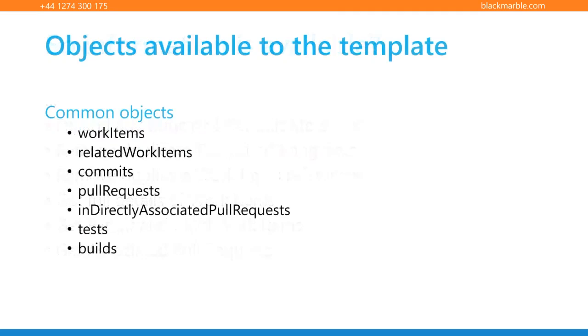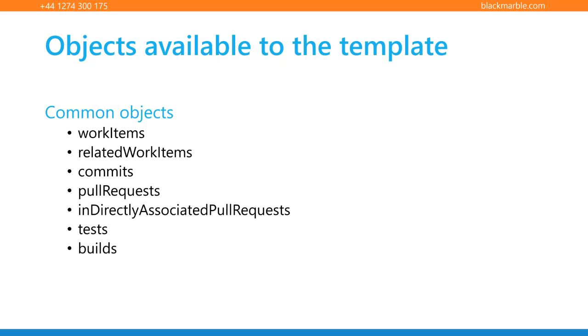And then all of that data is available to you in a template. So how's that presented? Well, it's basically presented as arrays, well-known arrays. So the common objects that are always available, irrespective of what you're doing, are, you've got an array called work items, the work items that are directly associated with the build or release.